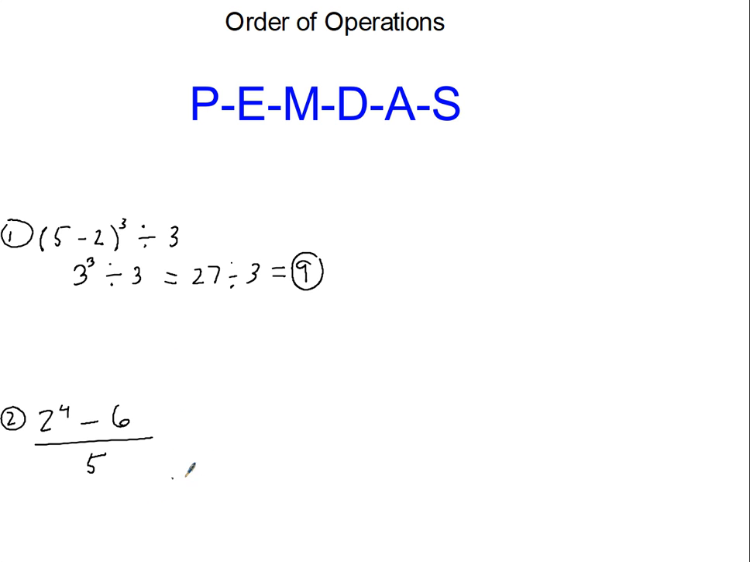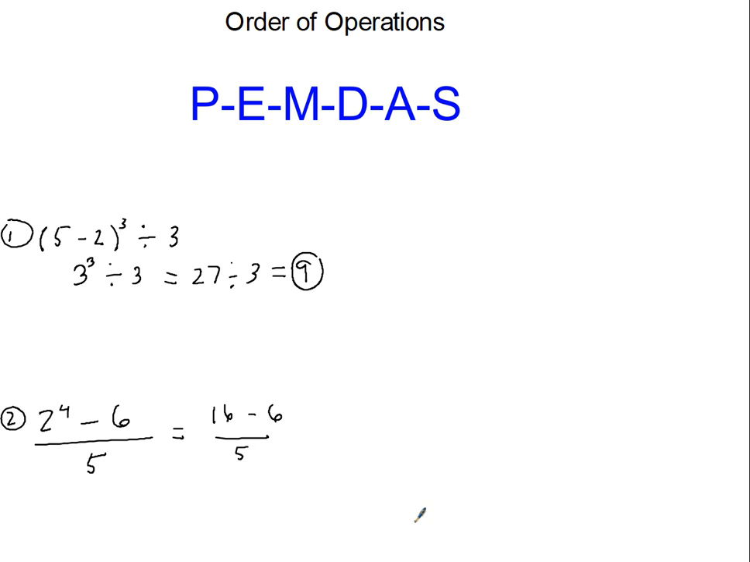All right, let's take care of this next question just so you can see something with a fraction. We have 2 to the fourth power minus 6, divided by 5. And so I don't see anything with parentheses, but there is an exponent in the numerator. So we're going to start with that. We have 2 to the power of 4, which is 16. And this is going to be 16 minus 6 over 5.